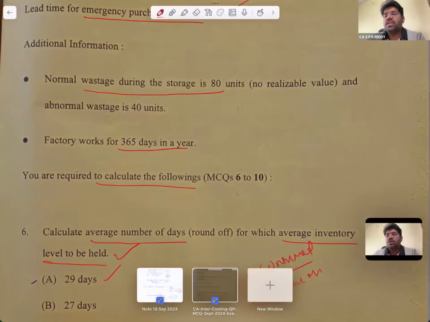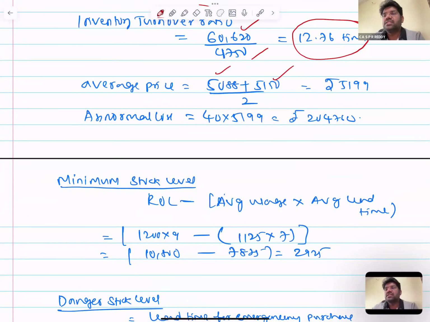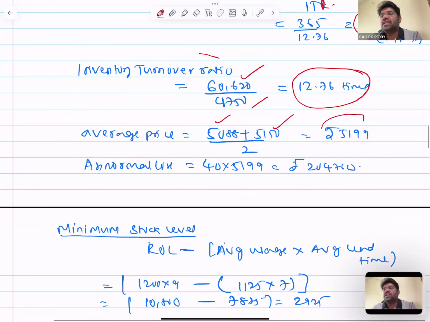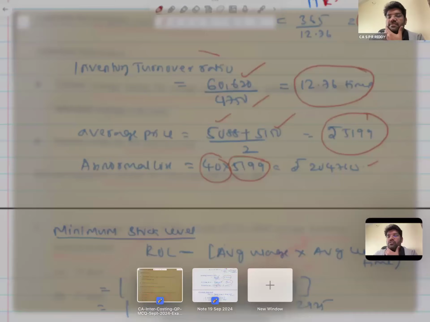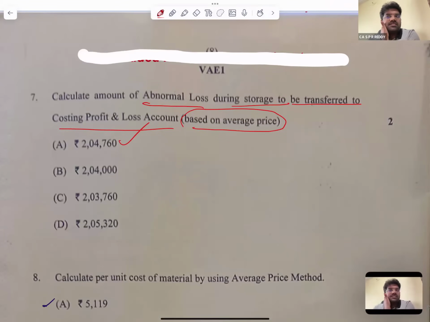So what you can do is take the average price of the opening stock price and the purchase price, both divided by 2. You're getting 5,199. 5,199 into abnormal loss quantity, which is 40, gives 2,04,760. This is the answer. That is the abnormal loss value according to simple average price, which you should charge to costing P&L.